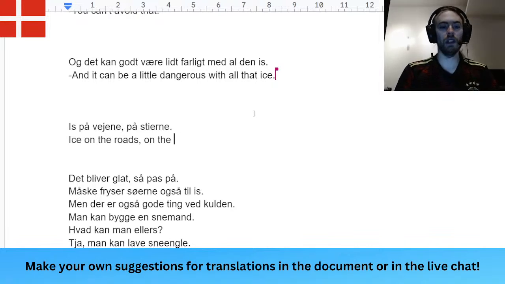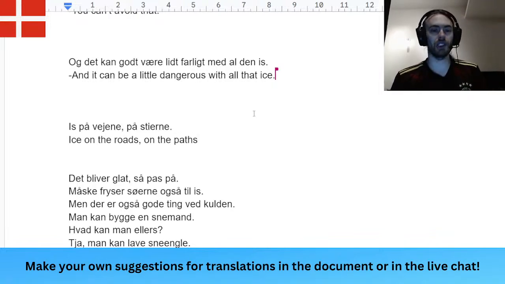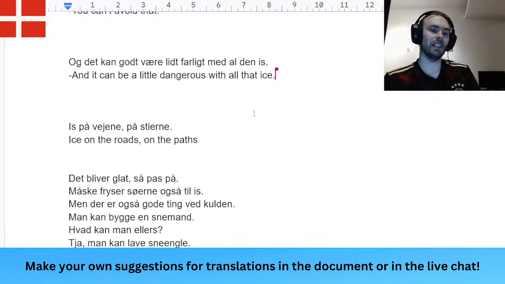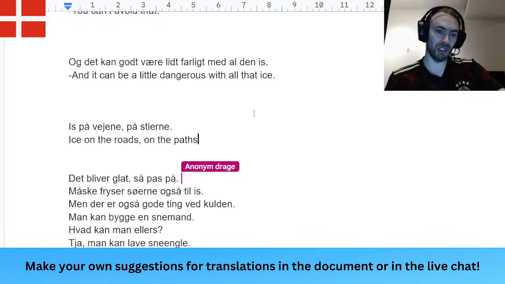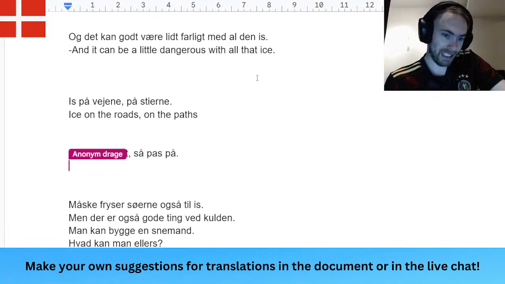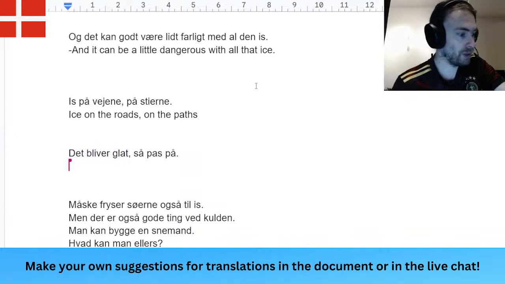On the, well, you can say paths, or sort of like you have cykelsti, that's like the bike path, the bike lane. Stierne. Yeah, basically any path, any walkway that's not for cars, that's sti. På stierne. Det bliver glat, så pas på.